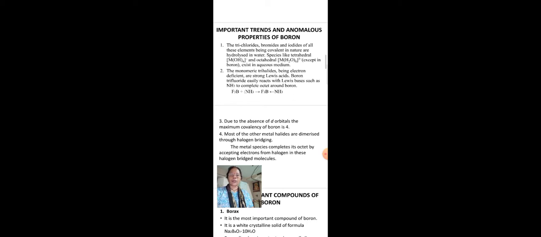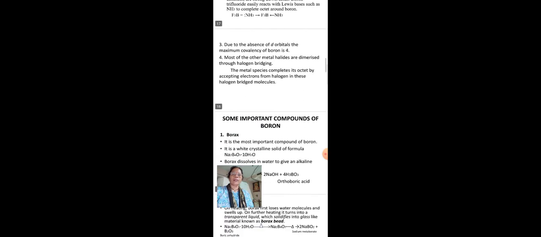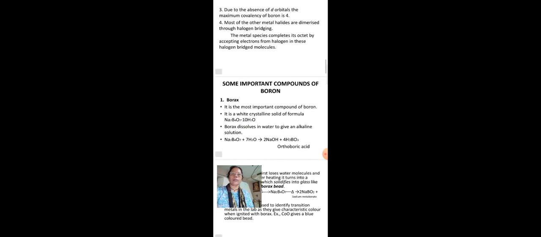Due to the absence of d orbitals, the maximum covalency of boron is 4. Most of the other metal halides are dimerized through halogen bridging. The metal species completes its octet by accepting electrons from the halogen in this halogen-bridged molecule.